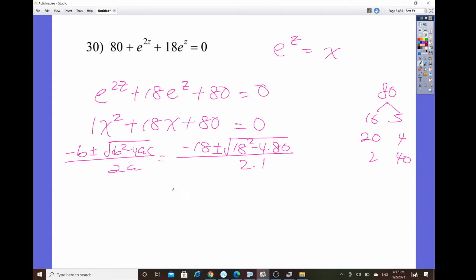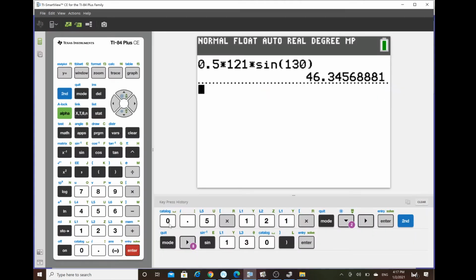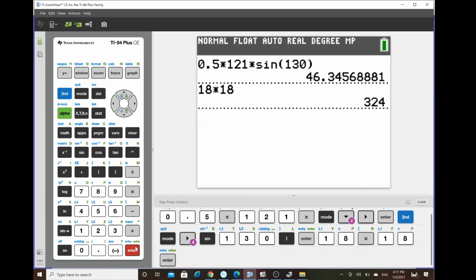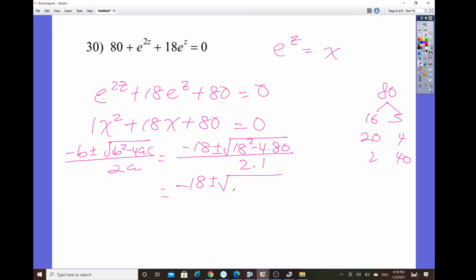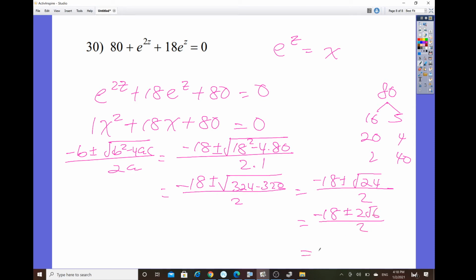So it looks like this one turns out to be, okay, let's see. So plus minus, so 18 times 18, 324, minus 320, all over 2. So it's negative 18 plus minus root 24 all over 2. Or negative 18 plus minus root 24 is just like what? 2 root 6 all over 2. So it's negative 9 plus minus root 6.